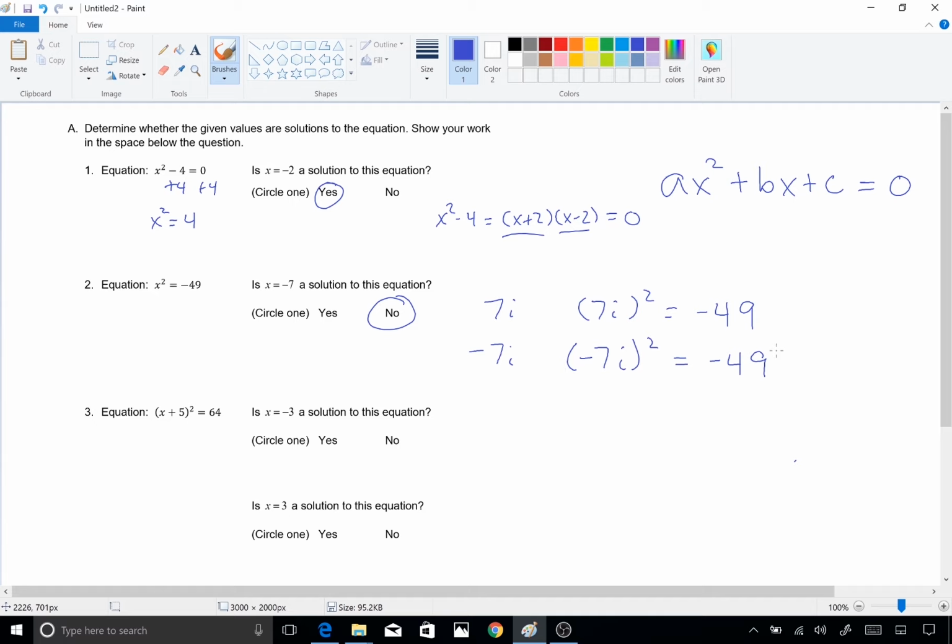x plus 5 squared equals 64. Take the square root of both sides. x plus 5 equals 8, or x plus 5 equals negative 8. x can be 3, or x can also be negative 13. 3 is a solution, negative 3 is not.